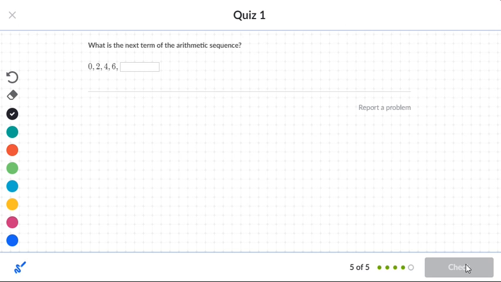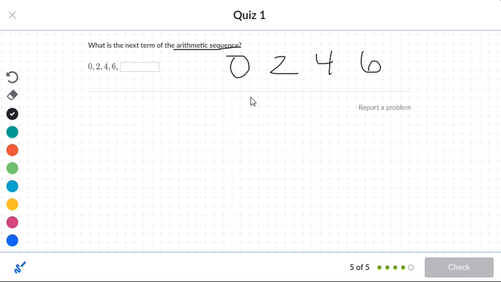What is the next term of the arithmetic sequence? So we have 0, we have 2, we have 4, and we have 6. Since it's been identified as an arithmetic sequence, there is some actual rule here. Remember, it can be a positive number, it can be a negative number. Notice even before you start, going from 0 to 6, it's getting larger. If it's getting larger, that means it's addition.